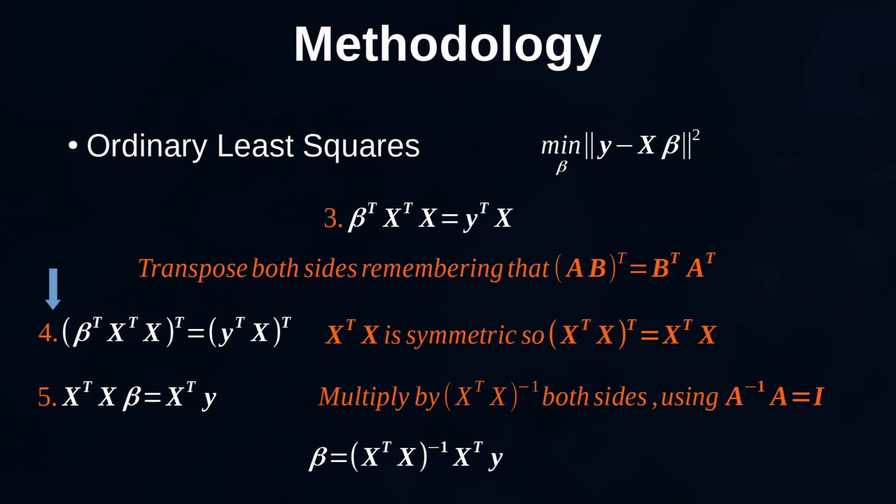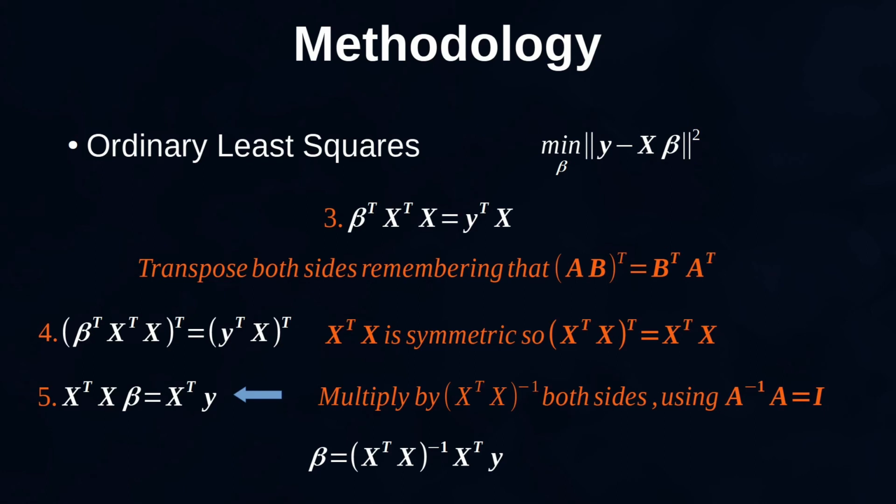From the third equation we can transpose both sides, as you can see from equation 4. Remember that x transpose x is symmetric, so the transpose of this matrix has no effect and returns again x transpose x. Also, as you can see in the orange text, (AB) transposed is equal to B transpose A transpose. This means that in equation 4 we can swap the beta transpose and x transpose x terms, and beta is not anymore transposed, while x transpose x remains the same. On the right-hand side of the equation, we can swap y transpose and x, and in this case x becomes x transpose, and y transpose becomes y. You can see this in equation 5.